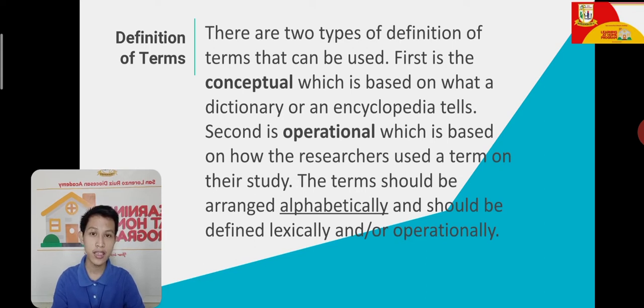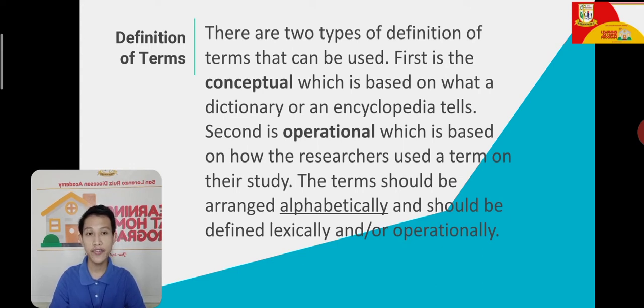Mas maganda na ilista nyo muna lahat, and then saka nyo i-alphabetical para hindi kayo mahirapan. Kung gusto nyo rin naman alphabetical na, kaya lang talagang isa-isa nyo kung sino muna A sa lahat ng nakita nyong variables, tapos B sa lahat. So, mas maganda na isulat nyo muna lahat, and then meron namang auto-arranging sa ilang application sa inyong cellphone or sa inyong laptop or computer.